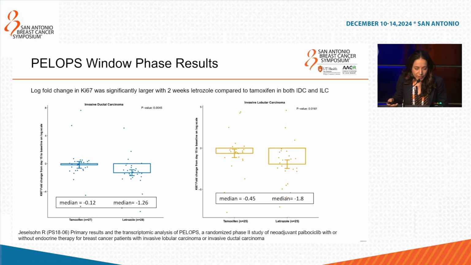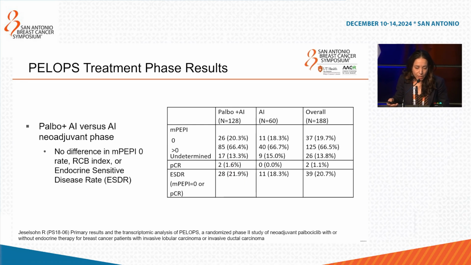Here we see results from the window phase of the trial looking at change in Ki-67. On the left is the invasive ductal carcinoma group, and on the right is the invasive lobular carcinoma group. In this trial, treatment with 2 weeks of letrozole resulted in greater reduction in Ki-67 than treatment with tamoxifen for both patients with ductal and lobular breast cancer. Looking at the results of the neoadjuvant phase, there was no difference in the proportion of patients who had mPEPI 0 or a difference in RCB index in patients who received AI alone versus AI with palbociclib.